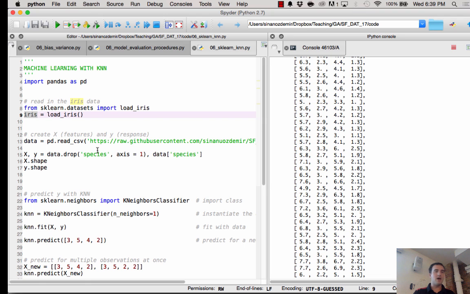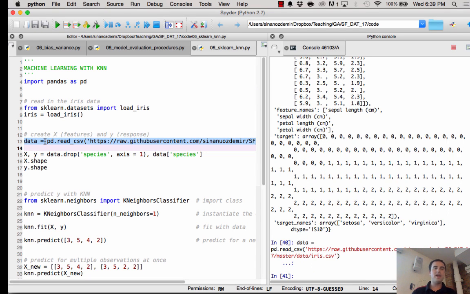Now, on line 13, I am going to read in the data as a CSV from the web. I'm making this distinction because there are 2 ways of loading Iris. You can either load it directly from Sci-kit learn, and if you do so, it comes to you not as a data frame, but as an n-dimensional array in NumPy. If you read the CSV with pandas, you will automatically get a data frame.